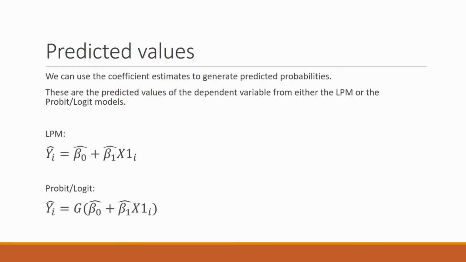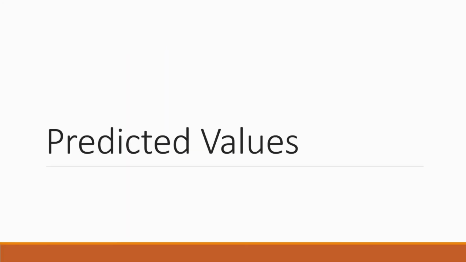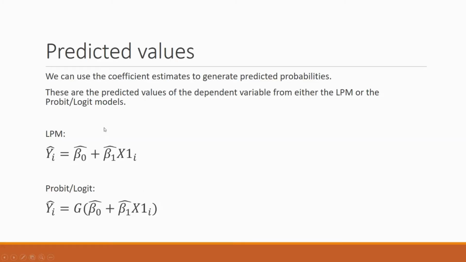Okay. Now, I want to be more clear. Before, I alluded to this issue of predicted values, and I want to be more clear on these predicted values and their importance. Okay, predicted values. We can use the coefficient estimates to generate predicted probabilities. These are the predicted values of the dependent variable from either the linear probability model or the Probit or Logit model.